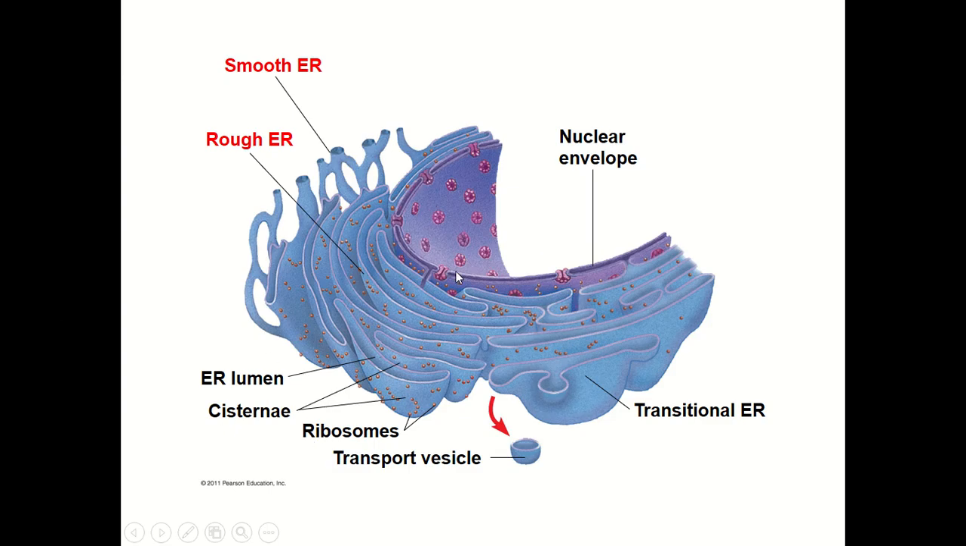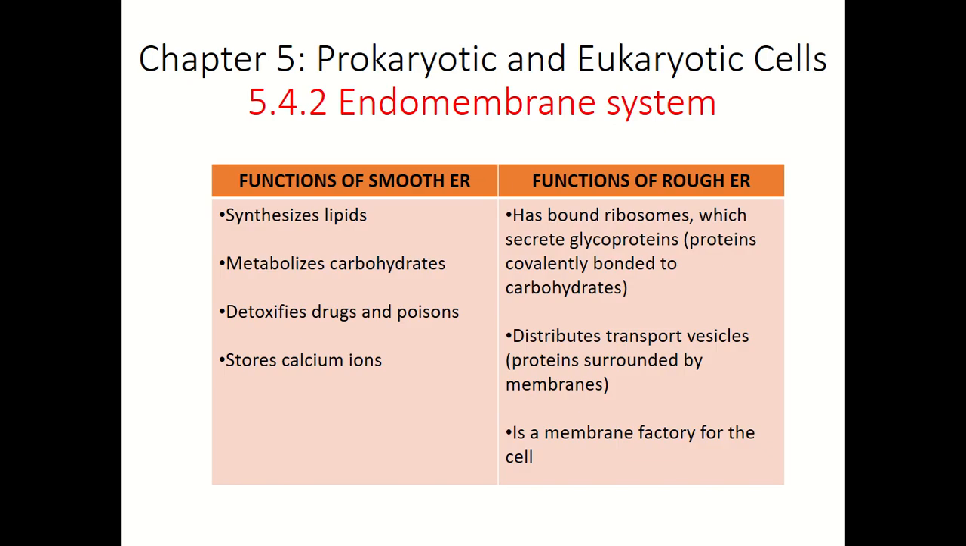So here is the nuclear envelope, and the nuclear envelope extends, forming the endoplasmic reticulum, which is rough endoplasmic reticulum consisting of bound ribosomes, and smooth endoplasmic reticulum is free from ribosomes. So what are the functions of smooth and rough endoplasmic reticulum? Smooth endoplasmic reticulum synthesizes lipids, metabolizes carbohydrates, and detoxifies drugs and also poisons. Last but not least, it stores calcium ions.